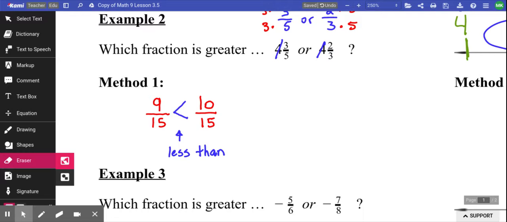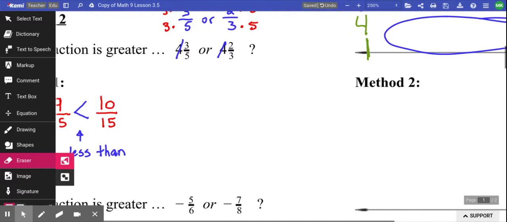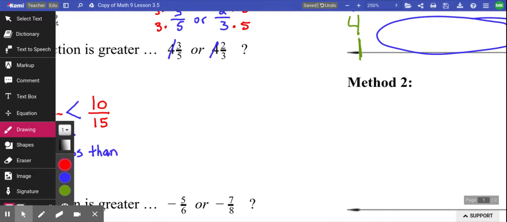That's method 1. Honestly, I think it's the best method because it gives you an understanding of what you have. Method 2 would say that you just take the fractions. We have 3 over 5. We have 2 over 3.